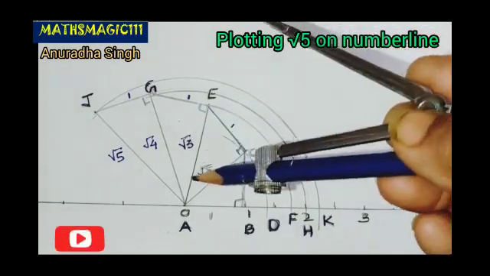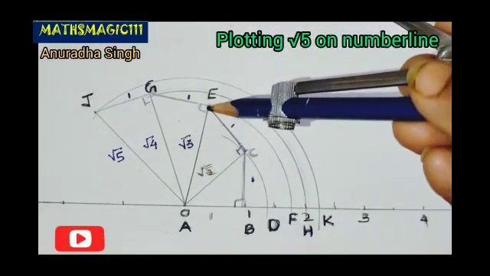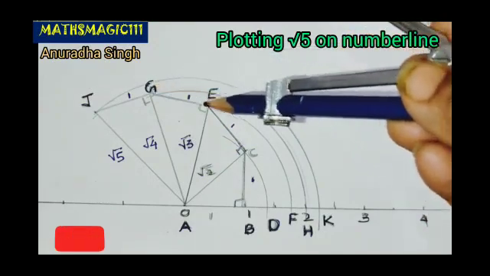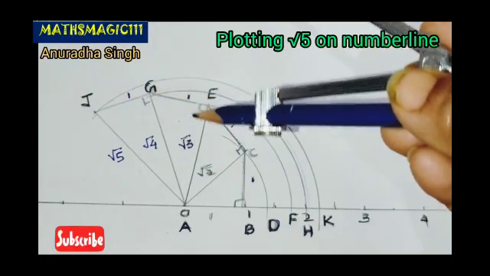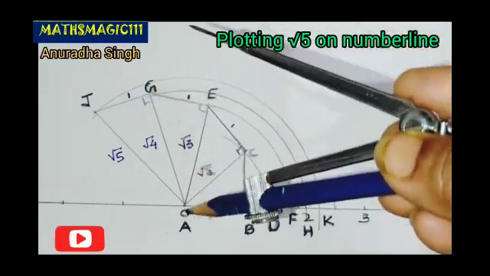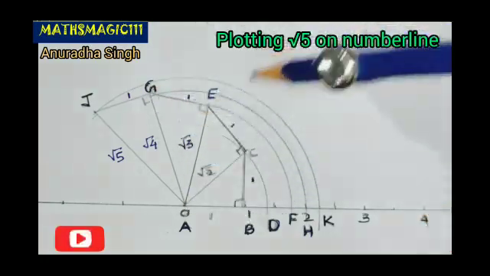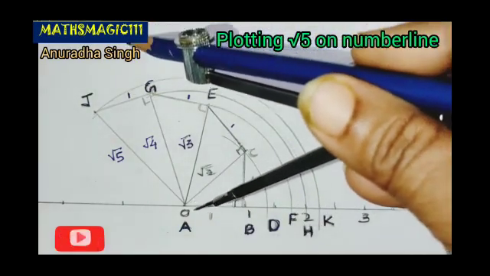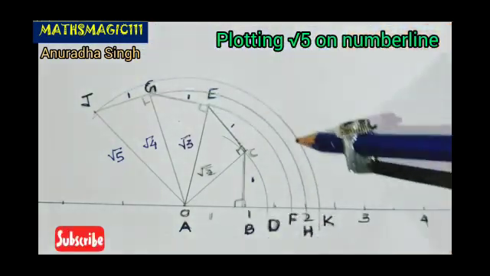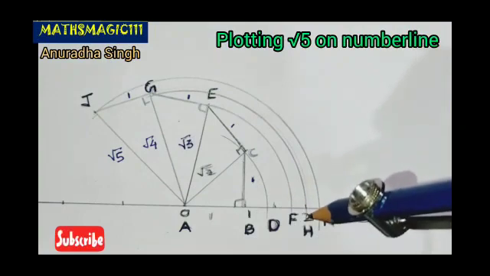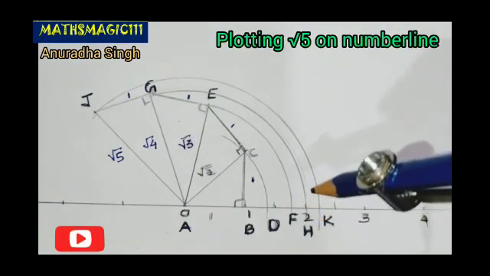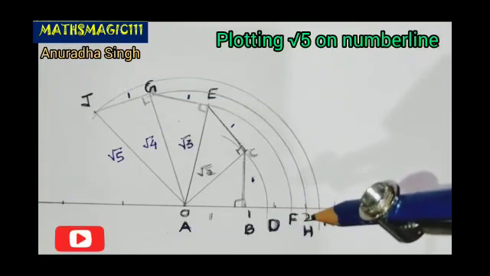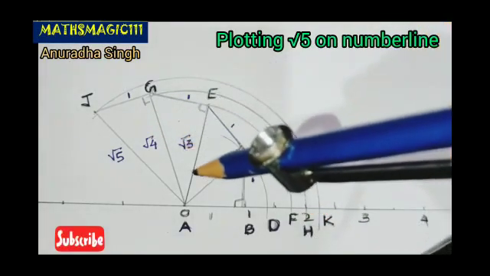So now we will be plotting root 4. For root 4, what we have done: we made a perpendicular of 1 unit GE, and then we joined AG, and then we drew an arc taking A as center. It is reaching up to 2. See H, it is reaching up to 2 because root 4 is equal to 2. So we have plotted root 4.